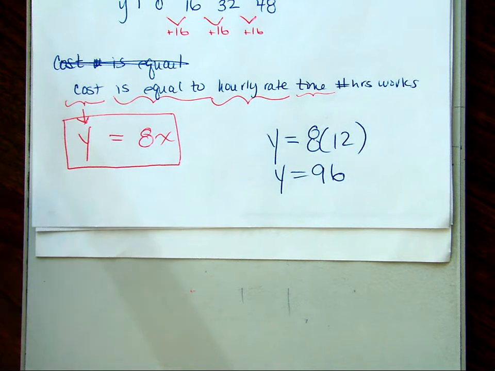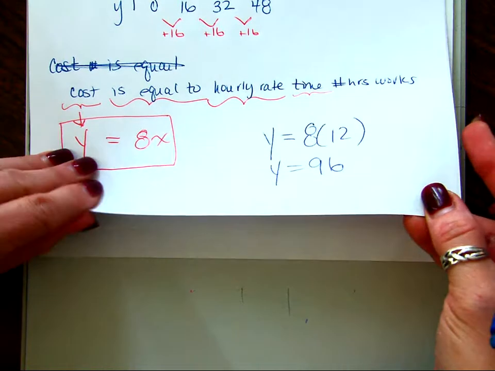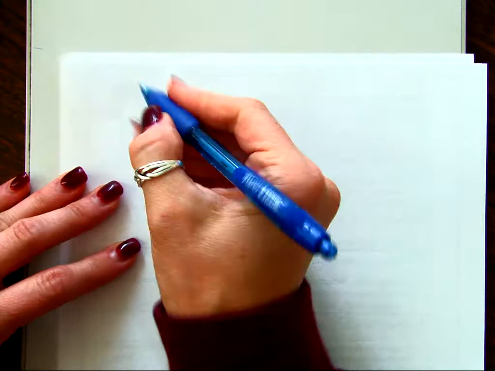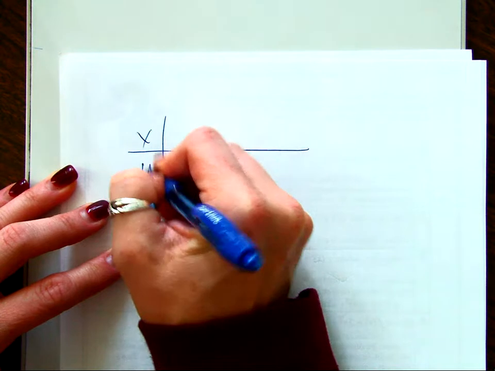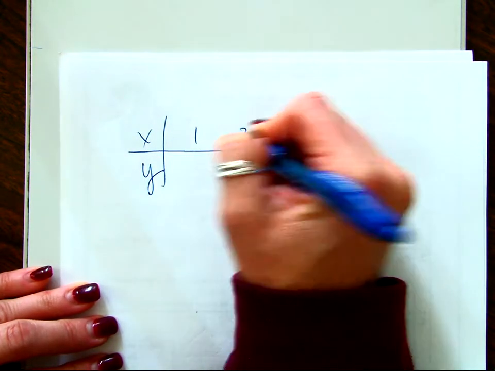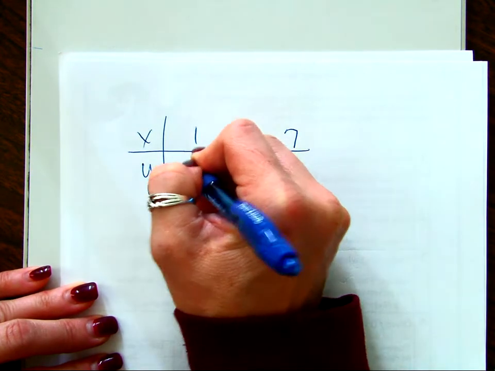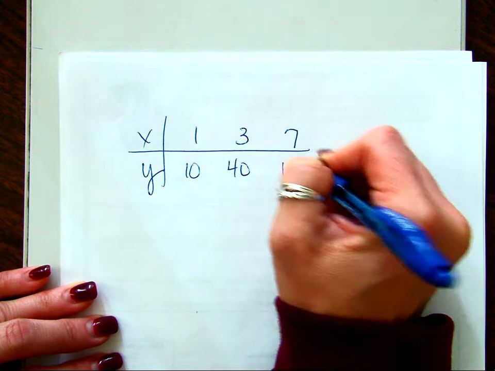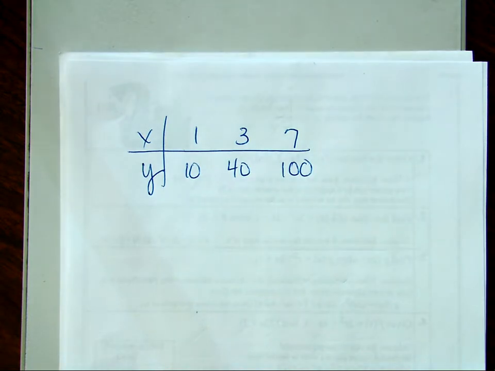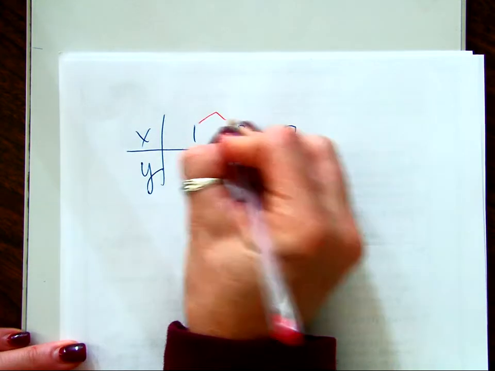Okay? So are you okay with rate of change? Rate of change just is how much per hour. Okay, sometimes they will try to trick you with rate of change. They might say, okay, here is a 1 and a 3 and a 7 and a 10 and a 40 and a 100. And you might look at that, and I will tell you, every time you have a table, the first thing you're going to do is figure out what the x's are going by and what the y's are going by. I'll give you a minute to copy that table.